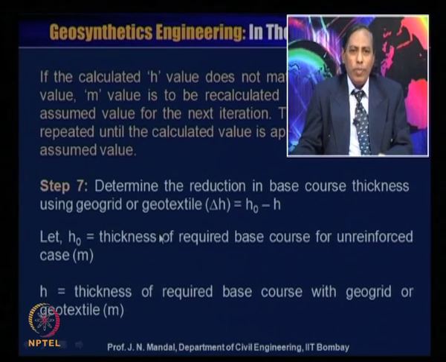Step 7, determine the reduction in the base course thickness using geogrid or geotextile, that means delta H will be equal to H0 minus H, where H0 is the thickness of the required base course for the unreinforced case in meters, and H is the thickness of the required base course with geogrid or geotextile in meters.